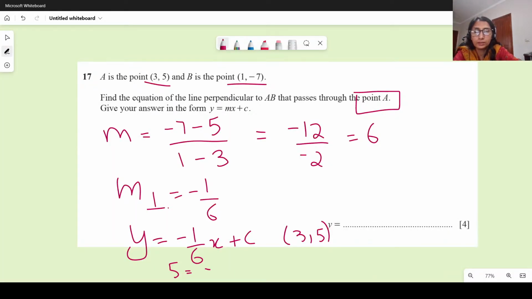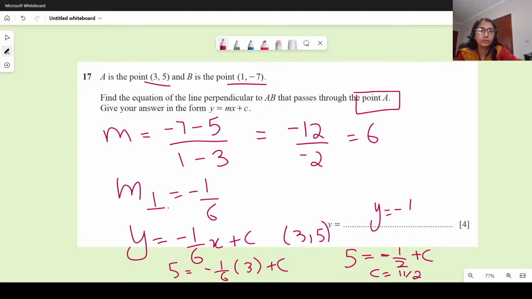5 equals minus 1 over 6, 3 plus c. 5 equals minus half plus c. So c equals, what is 5 plus half? So the line is y equals minus 1 over 6x plus 11 over 2.